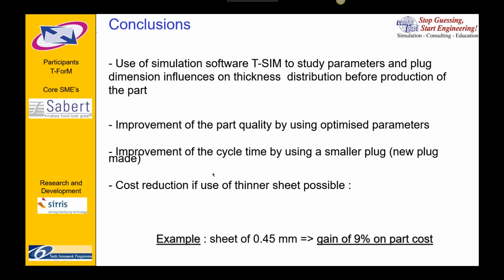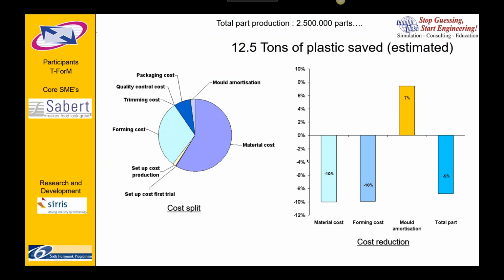What they found was that in the year they were running this part, they produced about 2.5 million parts. They could have saved themselves 12.5 tons of plastic. This was their estimate.